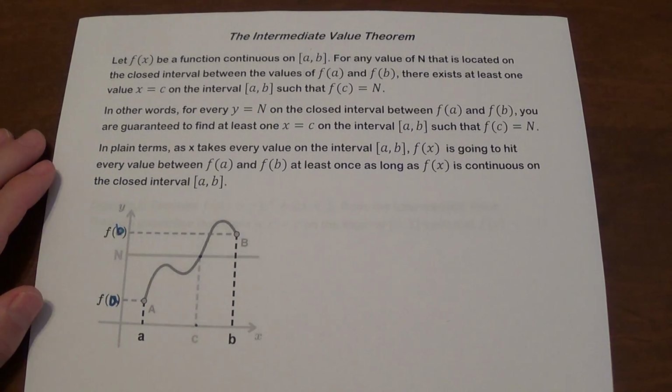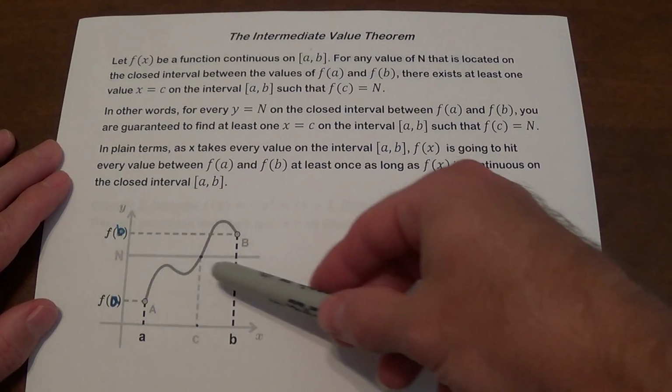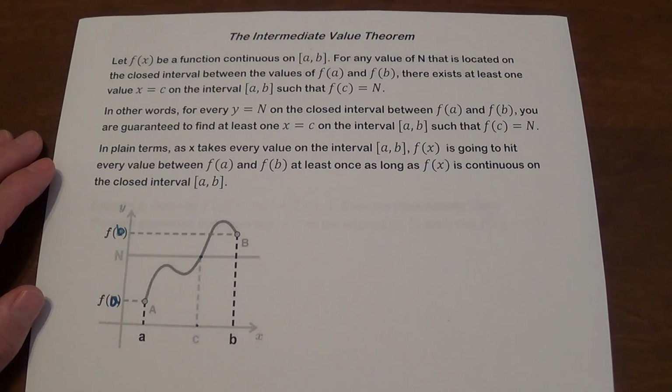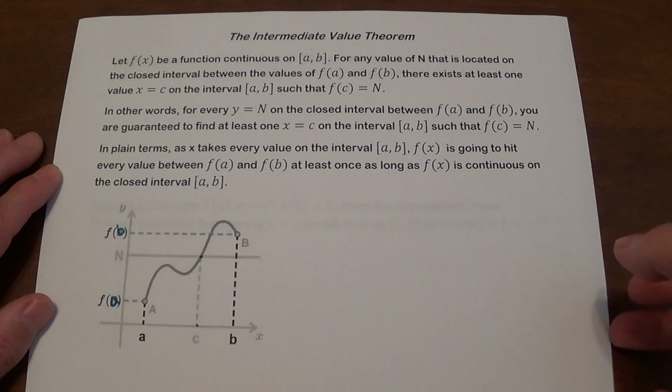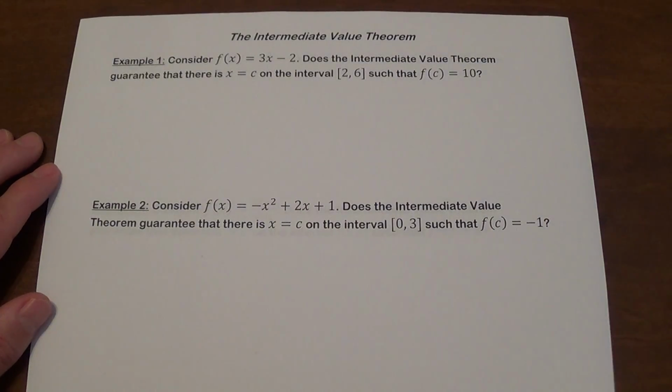Okay? So this theorem is important because you do have a required condition that the function must be continuous, because if the function is not continuous somewhere on the interval, then you cannot apply the intermediate value theorem. Let's take a look at an example.